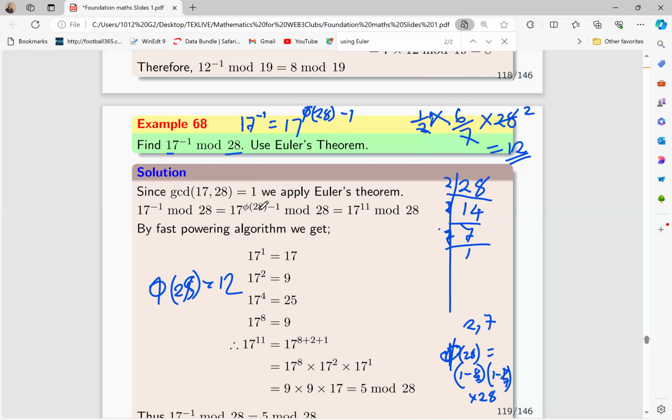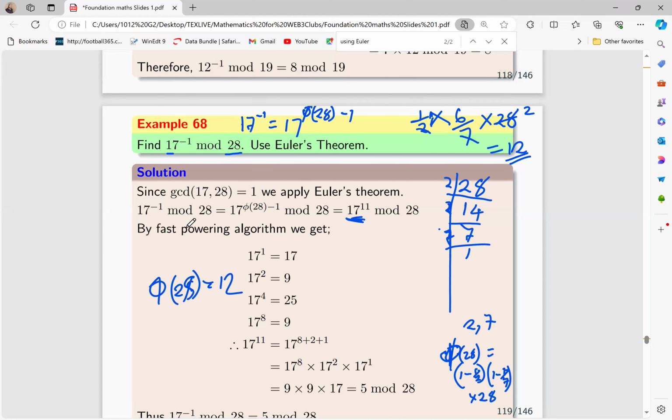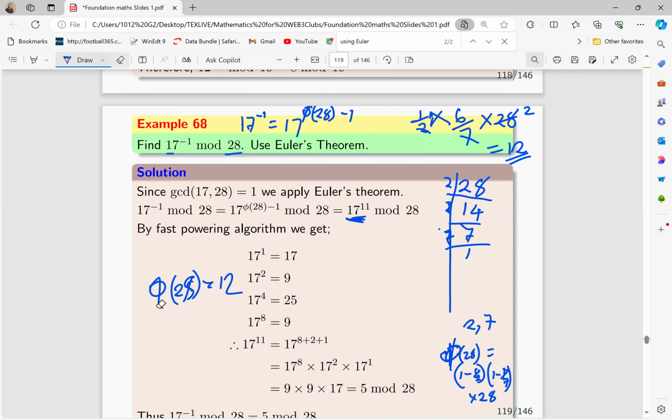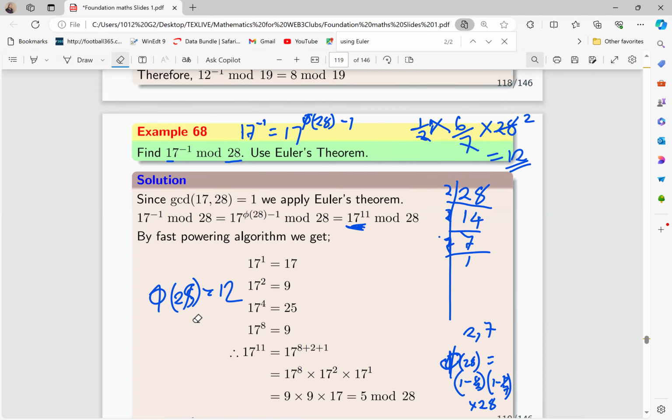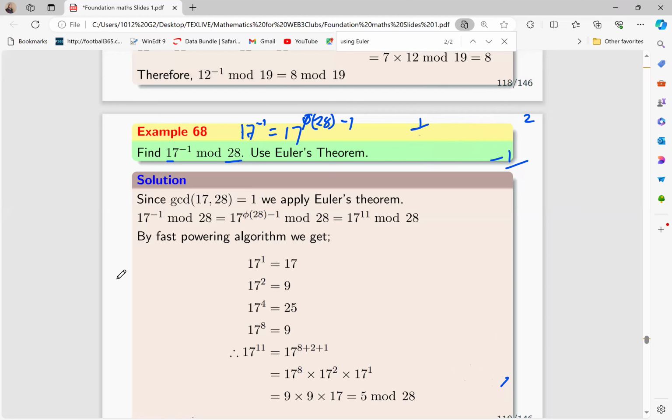But what Euler's theorem says is that we shall subtract 1 from this. When we subtract 1, we have 17 raised to 11 as the inverse. So the inverse is 17 raised to 11. Now we use the fast powering algorithm to find out what 17 raised to 11 is. I want to use the same method.